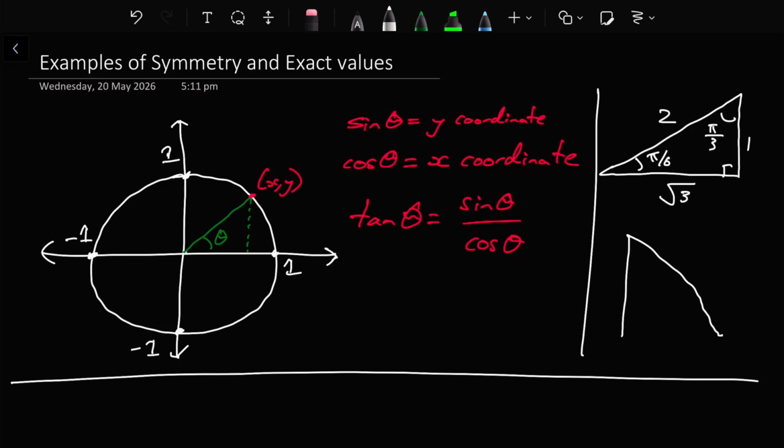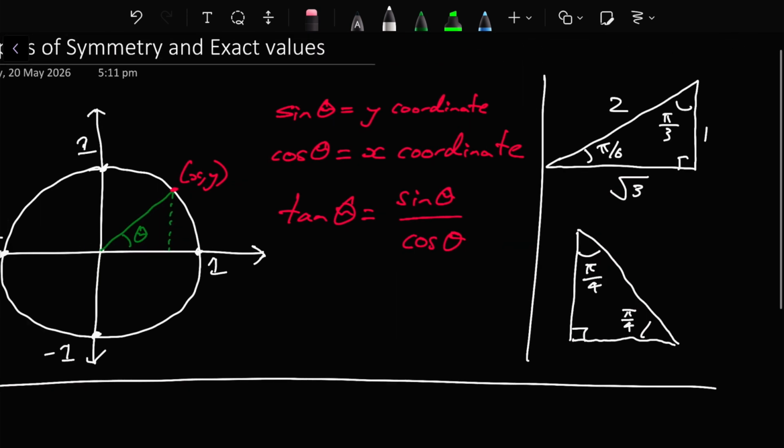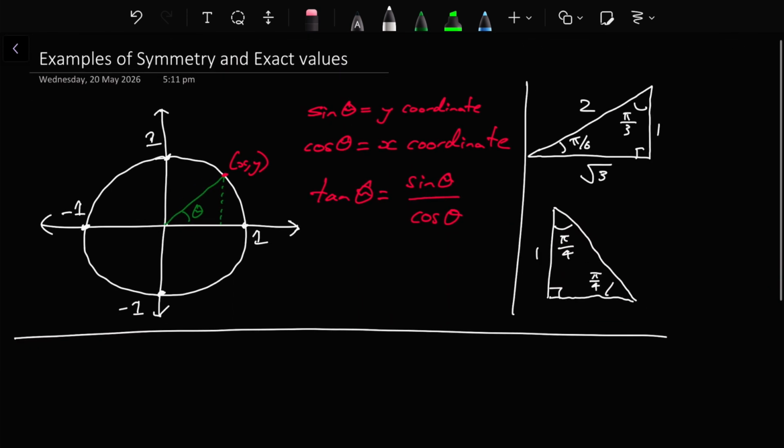Wow, that was absolutely shocking. Let's do that again. Half a square. Don't get angry at my shaky hand. Pi on 4, pi on 4. I really need to give myself more space, don't I? Here, let's zoom in. Pi on 4. Great. And then we know the sides are 1, 1, root 2. And we're going to use those exact values to help us later.